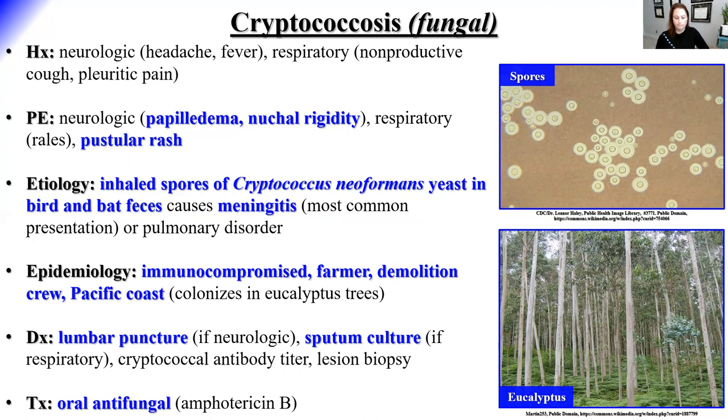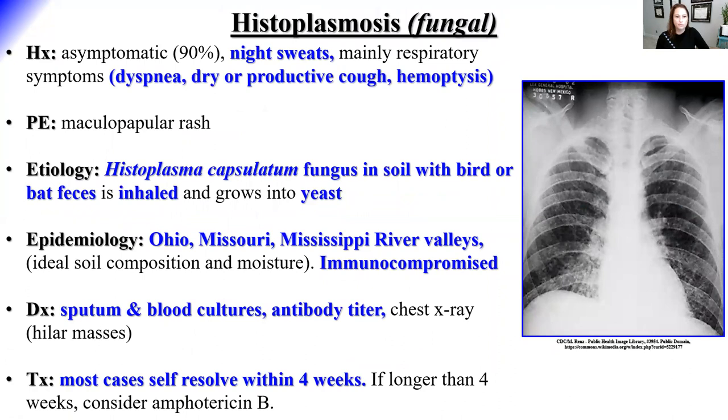Next, we have histoplasmosis. This is kind of similar in the fact that it's an inhaled yeast. Histoplasma capsulatum, this is a fungus that occurs again in that bird and bat feces. It is inhaled, it grows into a yeast. This one is going to be more respiratory symptoms, whereas cryptococcosis is more neurological meningitis type of symptoms. 90% of patients with histoplasmosis are asymptomatic. They don't even know that they have it because typically it self-resolves within about 4 weeks. But if they are immunocompromised, they may present with respiratory symptoms. So dyspnea, dry or productive cough, hemoptysis, and night sweats.